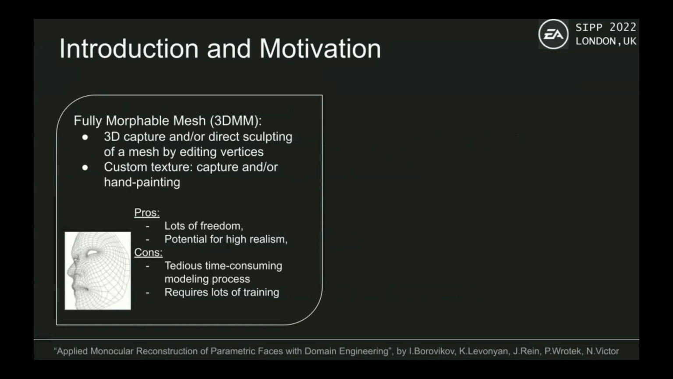They represent one way of creating character faces in computer games. The mesh representing face allows to manipulate details of its topology all the way down to the level of vertices. That provides a lot of freedom in modeling and lots of potential for high realism. Obviously, editing fully morphable mesh would require an experienced modeler. Also, it takes quite a bit of time to achieve the required quality.